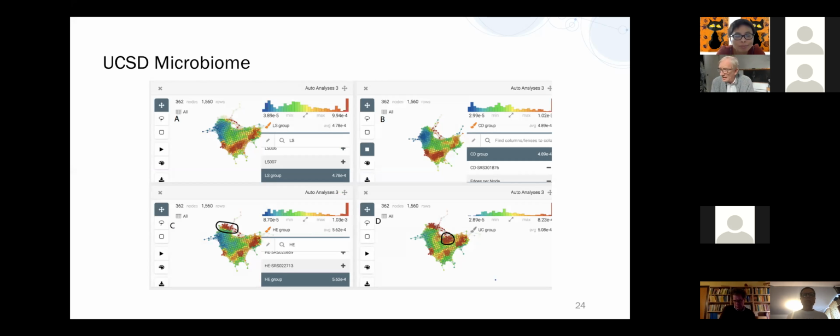This is the feature space here for that, a topological model. And on the lower right, we colored by ulcerative colitis. On the lower left is healthy. And you can see that the ulcerative colitis is really characterized by that one group that's circled with a black loop on the lower right.